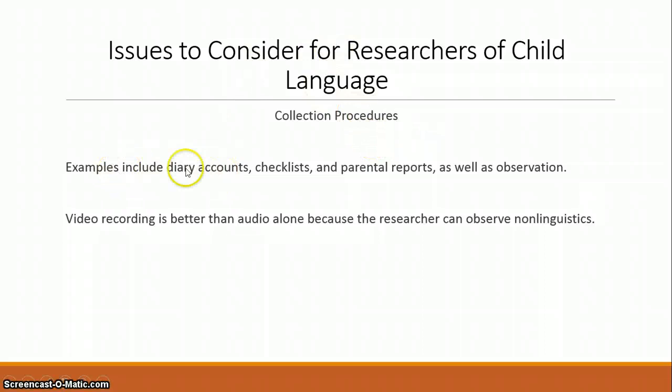And this gives you examples of some collection procedures that researchers use to get data about child language. Diary accounts, checklists, parental reports, as well as observation. And you can do any of those for your observation. Obviously, they're good, solid collection procedures to collect child language samples. So it's up to you what you find most comfortable. And if you can, video recording is great. It's better than audio because you can see the actual nonverbal communication, which they say is about 60%, which is crazy, right, of what we're trying to convey.